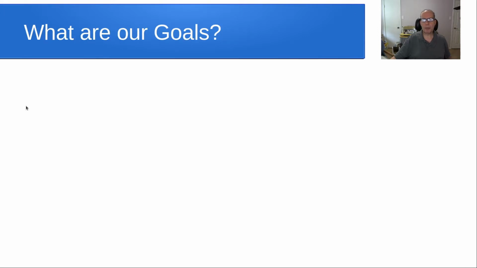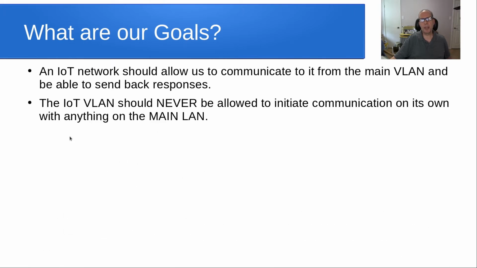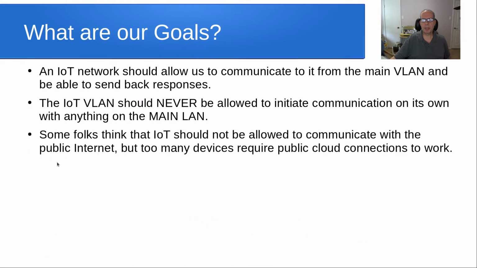So, what do we want to achieve? An IoT network should allow us to communicate to it from the main VLAN and be able to send back messages. The IoT VLAN should never be allowed to initiate communication on its own with anything on the main LAN. Some folks think that IoT should not be allowed to communicate with the public internet, but too many devices require public cloud connections to work.